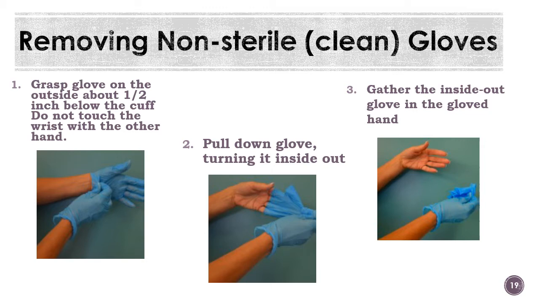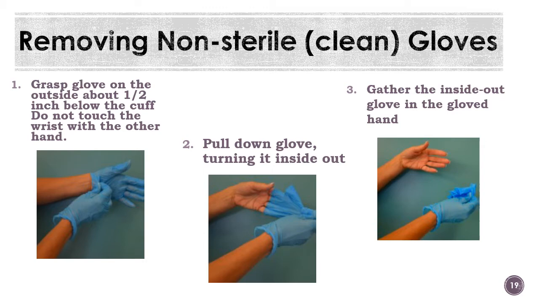from the cuff edge of the glove, and we pinch there and we pull the glove down and off our hand all the way, turning it inside out, as you can see in step 2. And then step three is once it's pulled completely off, we keep holding it in the gloved hand.